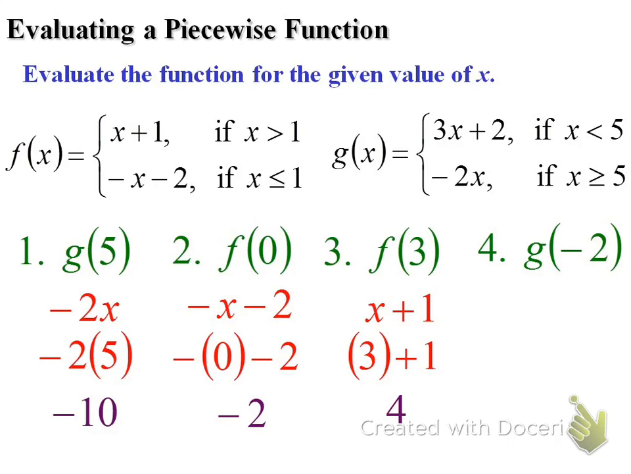And the last one, I want g of negative 2. So is that less than 5 or greater than or equal to 5? Less than 5. So I'm going to use this equation. I'm going to plug in negative 2. I'm going to evaluate it. You get negative 6 plus 2, which of course is negative 4. What are your questions on this?